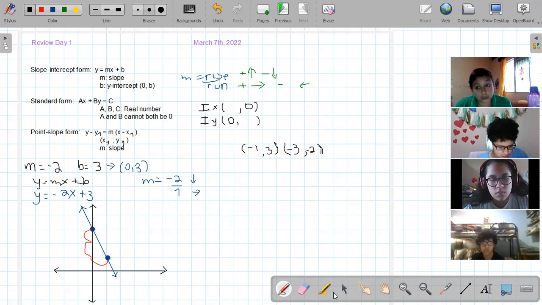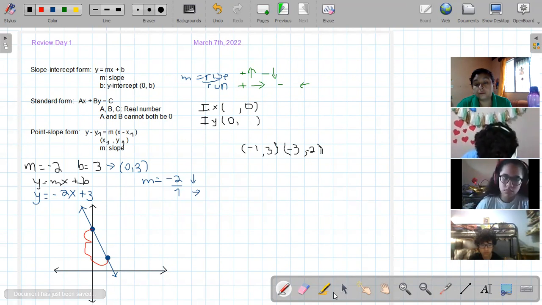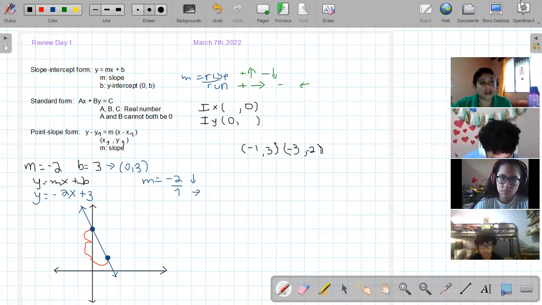So I give you 2 points, but for the point slope form, I need only 1 point and 1 slope. I'm not giving you any slope. What should you do? Find the slope. The slope, very good. And how do we find the slope? With the formula, right? What's the formula of slope? Y2 minus y1. Very good.